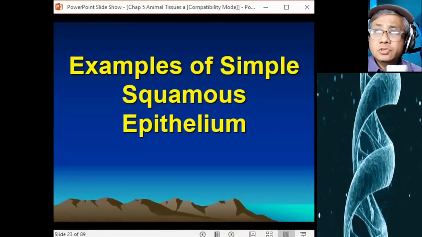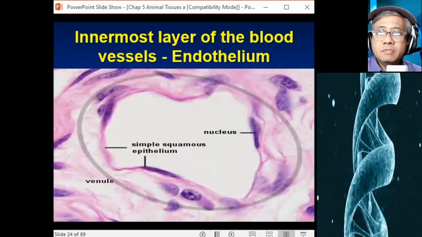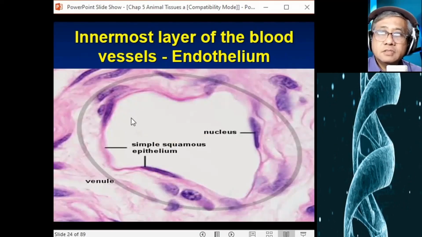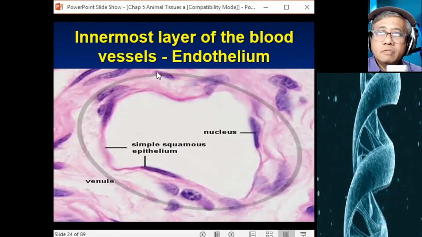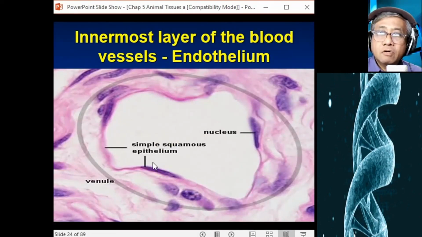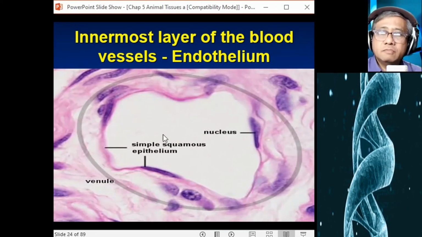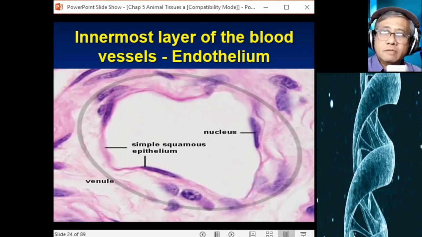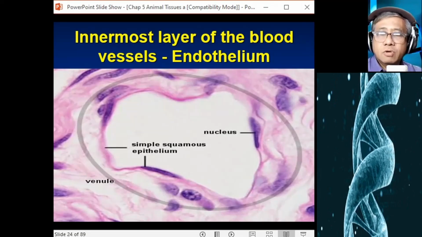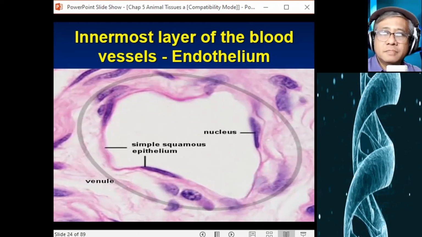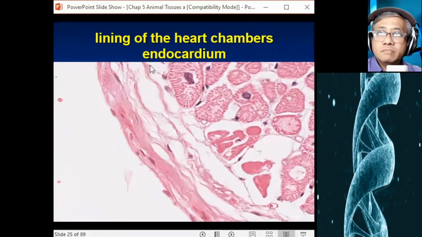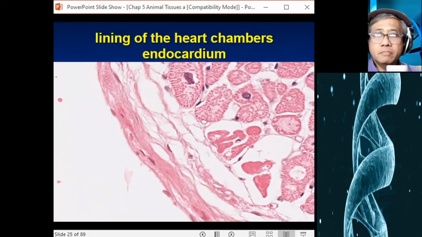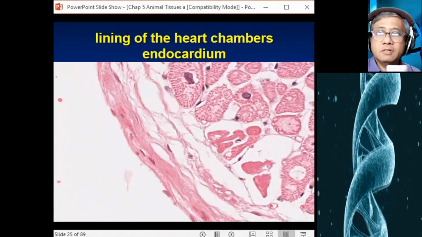Alright, examples of simple squamous epithelium are as follows. So we have endothelium, yung inner lining ng mga blood vessels natin. So the inner lining of our blood vessels are covered with simple squamous epithelium, no? Yung endothelium, which is the innermost layer of our blood vessels. Also we have the lining of the heart chambers, yung endocardium na tinatawag. So the endocardium is also made up of simple squamous epithelium.